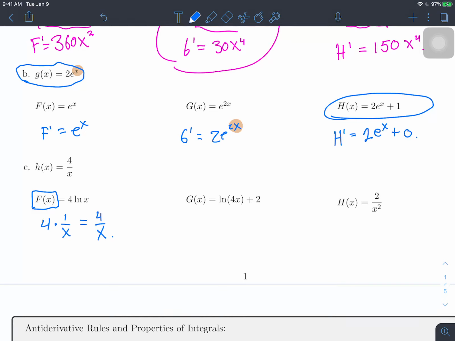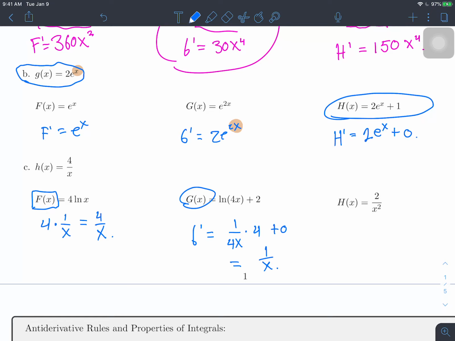When I look at these, the most tempting other option would be g. It looks like maybe that could have things work out, but let's try doing g prime. We would get 1 over 4x by the chain rule. We would have to multiply by 4 and then plus 0. So we would actually get 1 over x in this case.